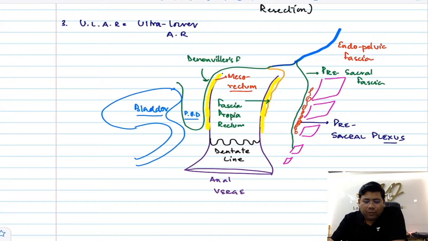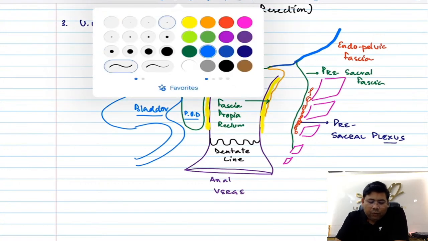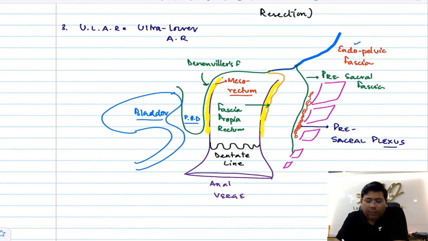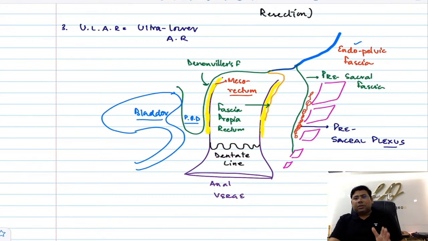Endopelvic fascia. Students, again try to understand, you had something which is known as endopelvic fascia, and from the endopelvic fascia you got two bifurcations. One is known as the presacral fascia and another one is going towards the rectum, covering the posterior part, that is the mesorectum, on the anterior and the posterior part. On the posterior side, this is known as fascia propria of the rectum. On the anterior side, this is known as Denonvilliers' fascia. So these are very, very, very important things.